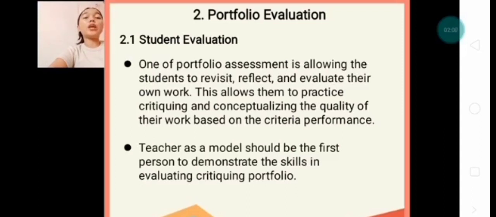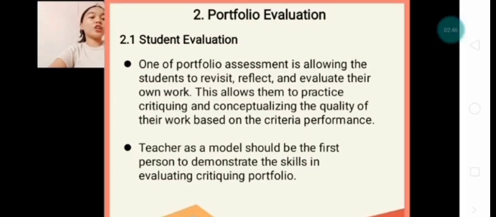But before that, we are going to define first what a portfolio is. Portfolio is all about collecting outputs or projects from students. It is a compilation of materials that exemplifies your beliefs, skills, qualifications, education, training, and experiences. Portfolio also provides students with the opportunity to select a progression of work to demonstrate knowledge of a topic.